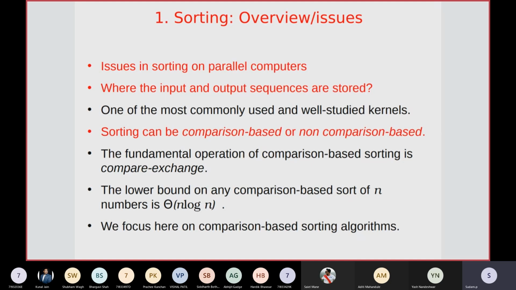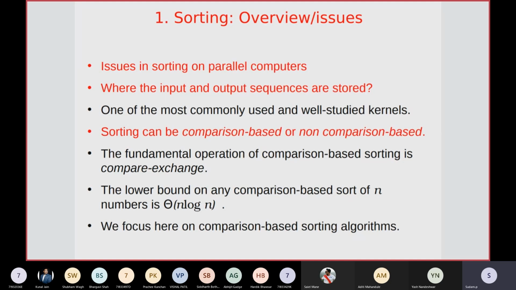But whichever sorting algorithms we are going to see in our syllabus, they are totally comparison based sorting algorithms, which work on the compare and exchange operation. So the fundamental operation of comparison based sorting is compare and exchange. You should know that one. They compare elements in the available sequence, and they can exchange.